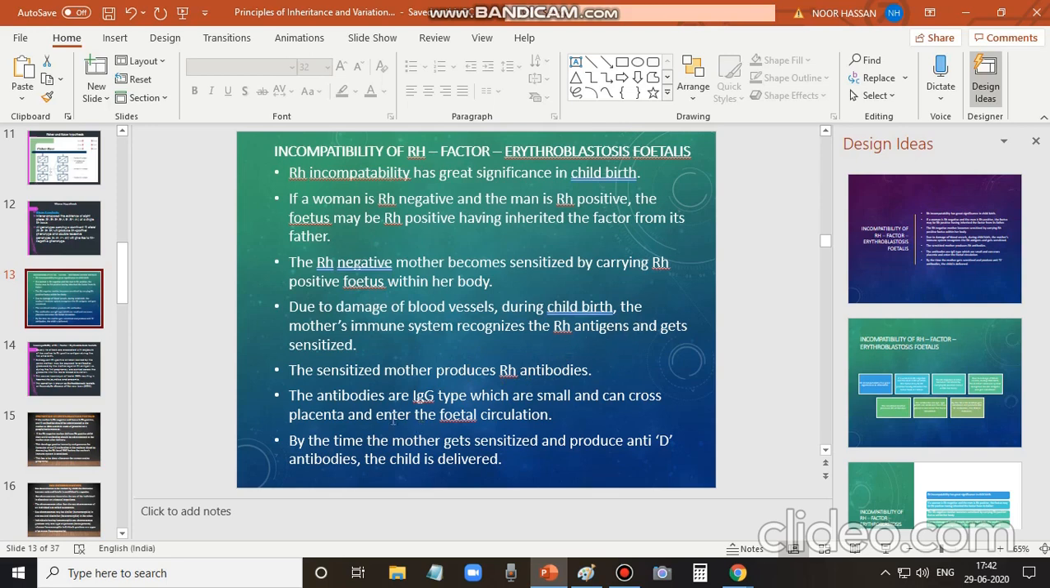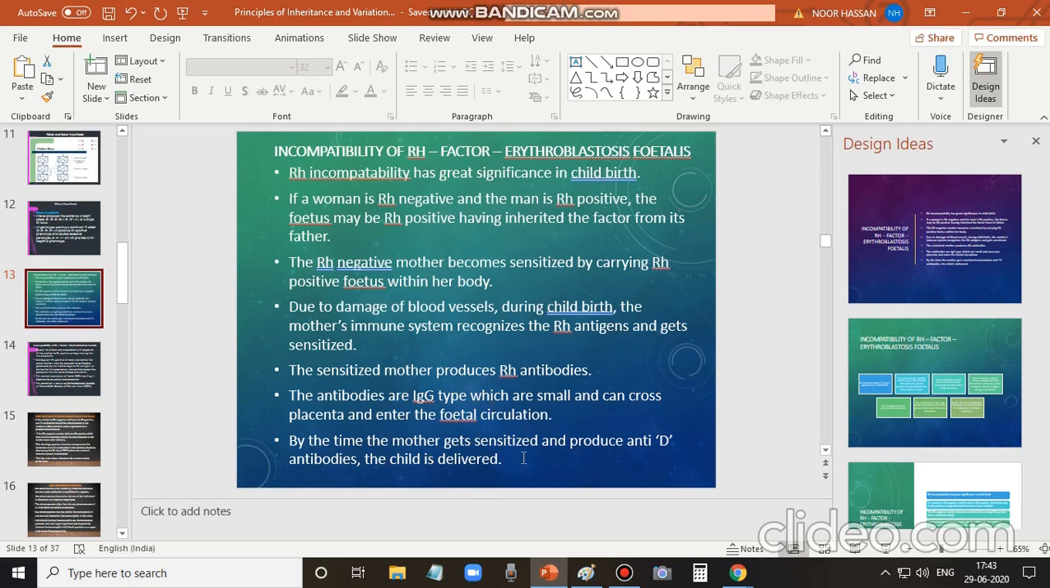So what happens is, the antibodies are IgG type, that is immunoglobulin G type. It's a kind of protein; all antibodies are proteins. These antibodies are very small and can cross the placenta and enter the fetal circulation. So the antibodies produced by the mother's immune system, this IgG, can easily cross the placenta and enter the fetal circulation.